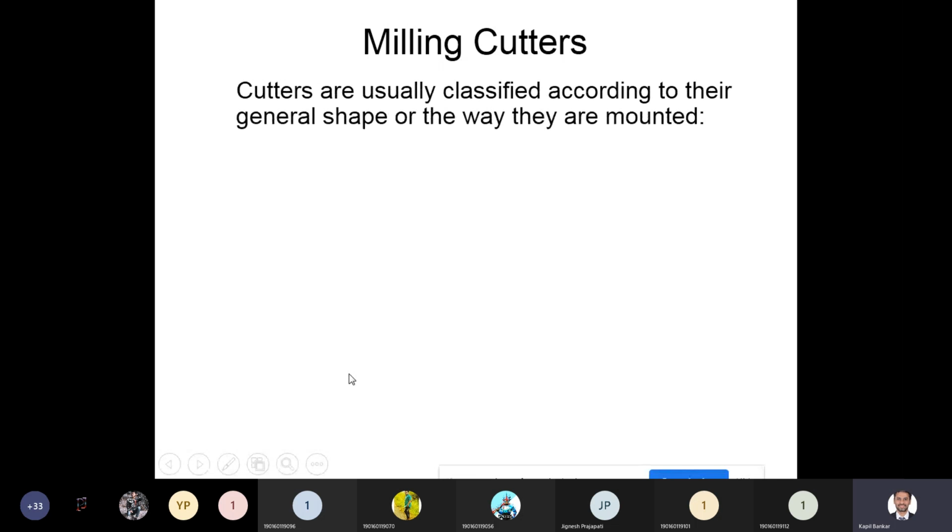Now cutters are usually classified according to their general shape or the way they are mounted. As we have seen in the previous video, cutters can be mounted on the arbor in horizontal milling machines, and some different cutters are mounted on the vertical milling machine in another manner. So you can classify the different cutters according to their general shape or the way they are mounted. So we can classify cutters as arbor cutter.